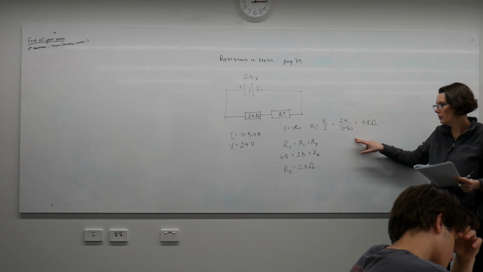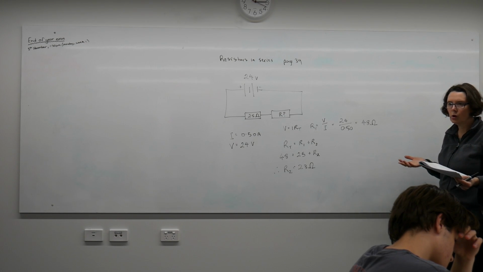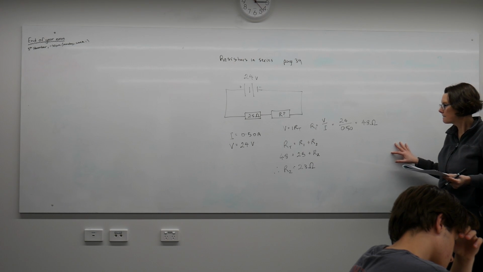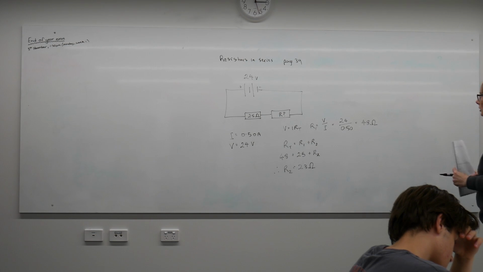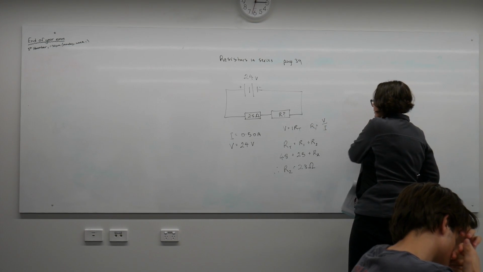You can either find an unknown resistor or find the current. They're the most common. Or you could also be finding the voltage. Alright? Because the current is constant for our resistors in series. Now we're going to look at resistors in parallel.